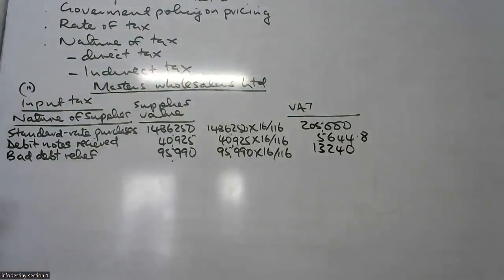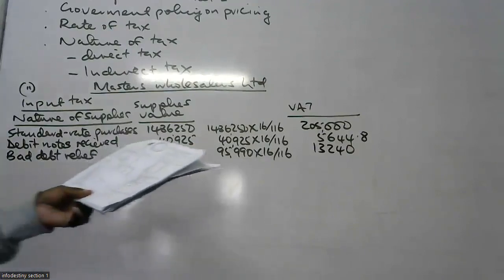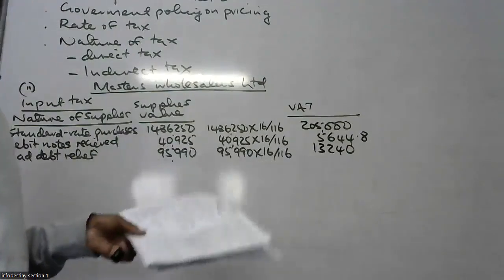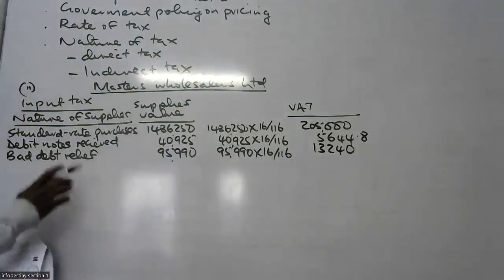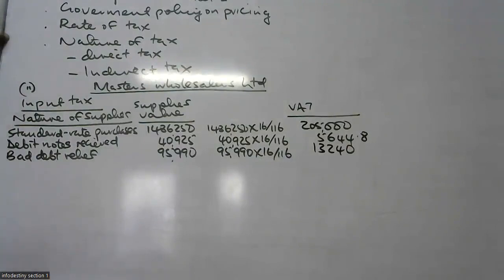For refund claims amounting to 25,000 that Masters Wholesalers Limited made with the revenue authorities 2 years prior, which were approved during the month, they had already recorded the refund, just like we are recording this one. So when they are paid, you don't need to record again. When they receive the refund, they just take the amount to the bank account.